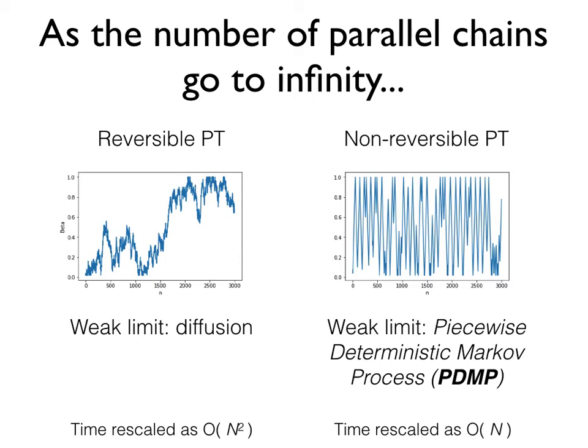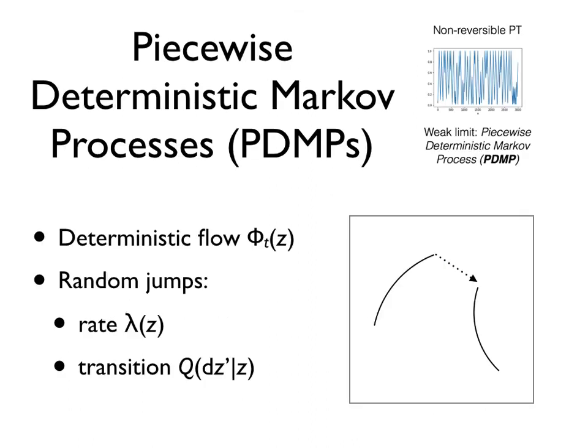So let's review a little bit what a PDMP is, for completeness. It's a stochastic process which is defined by a deterministic flow, let's call it phi, and the process will follow this deterministic behavior, and then at a random time, which is driven by an inhomogeneous Poisson process with rate lambda, it will perform a transition that's determined by a transition kernel Q.